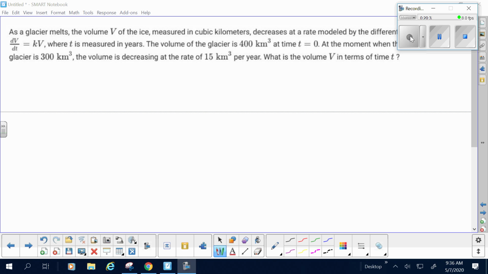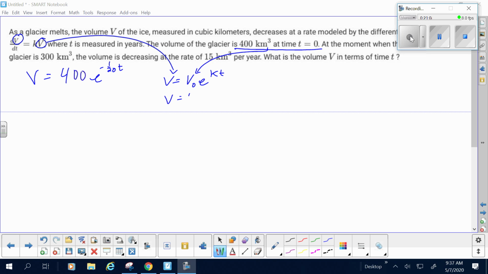Okay, so for this one I have v is 400 e to the negative 1/20th t. If you agree, move on. If you disagree, let's talk. This guy, when the rate of change depends on the dependent variable, then it's implied exponential growth. They do not want you to take the time to show separation of variables and get to that. Please go straight to that. The volume of the glacier is 400 at time 0, implies that it's 400 e to the kt.